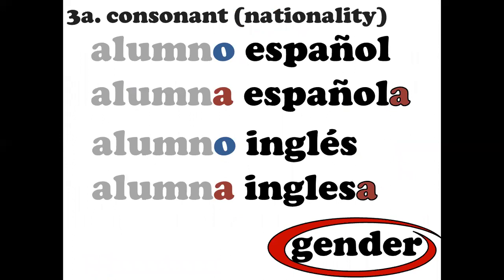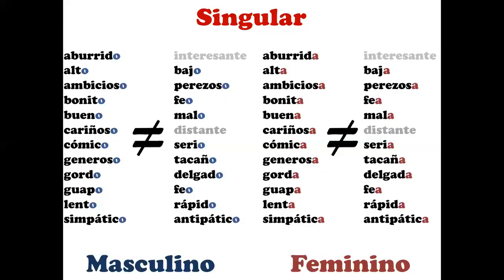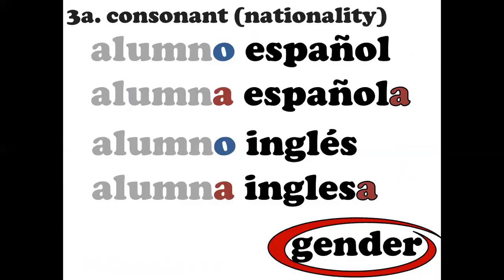So the other types of adjectives that have gender are nationalities, these that end in consonants. All right, some nationalities like Mexicano, Mexicana, go to the first category. All right, Mexicano, alumno mexicano, alumna mexicana, cubano, cubana. Lots of nationalities are in that category, but these are the nationalities that end in a consonant. So alumno español, in this case from Spain. All right, alumno español, and then alumna española.